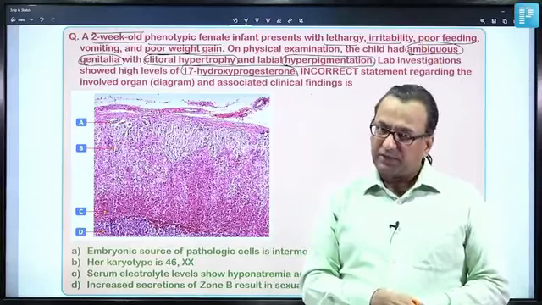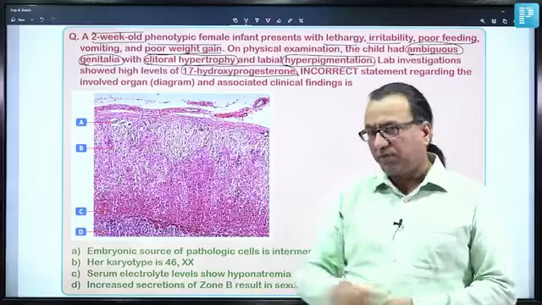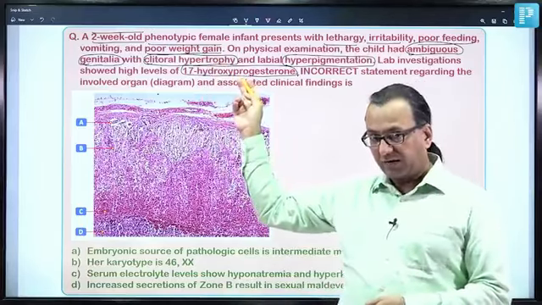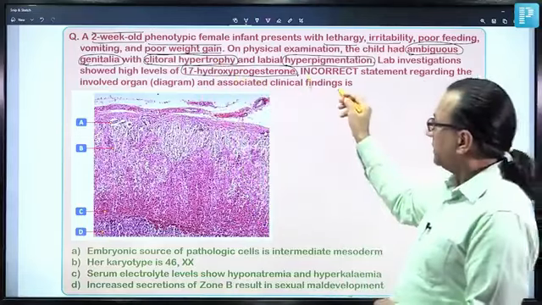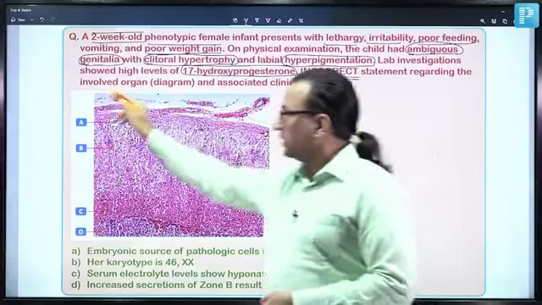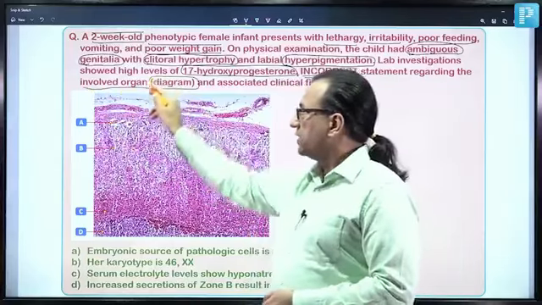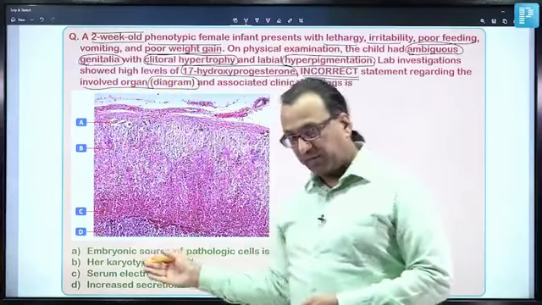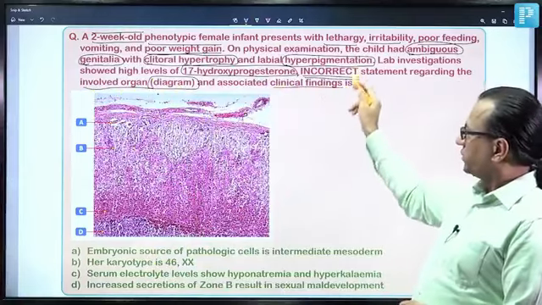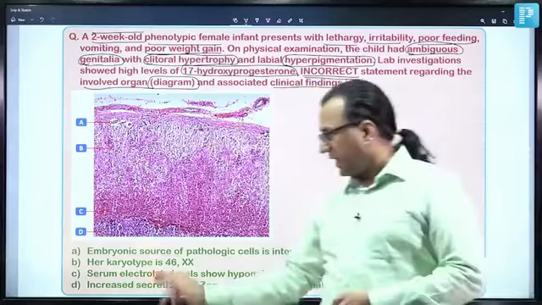adrenal hyperplasia. And how is that? Because of the presentation, physical examination, and the lab findings. And what could be the incorrect statements now regarding the involved organ? That is, of course, the adrenal gland. The histological specimen has been given, and some clinical findings. They need to find out which of the following statements are incorrect.